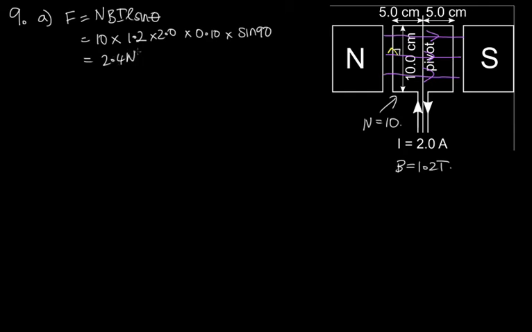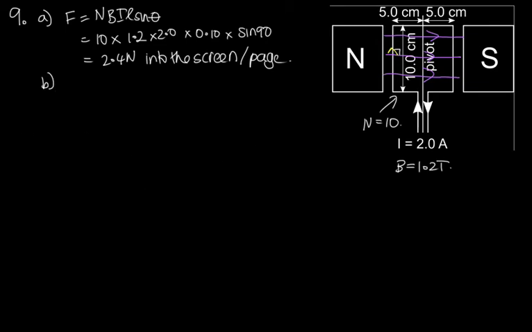Now, as it's a force, we need to give a direction as well. So you'll need to use your right hand, align your fingers with those magnetic field lines, and your thumb with the direction the current is going, and you can see that your palm is going into the screen or into the page. So that is the direction of the force, into the screen.